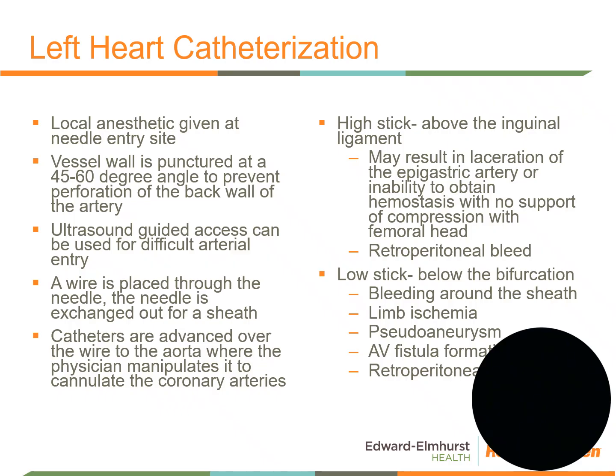A high stick is above that inguinal ligament and may result in laceration of the epigastric artery or inability to obtain hemostasis with no support of compression with the femoral head, and can also cause a retroperitoneal bleed, which may require surgery to participate in that one. A low stick is considered below the bifurcation of the SFA and profunda. Some issues with that are bleeding around the sheath, limb ischemia, a pseudoaneurysm, AV fistula formation, and retroperitoneal bleed.